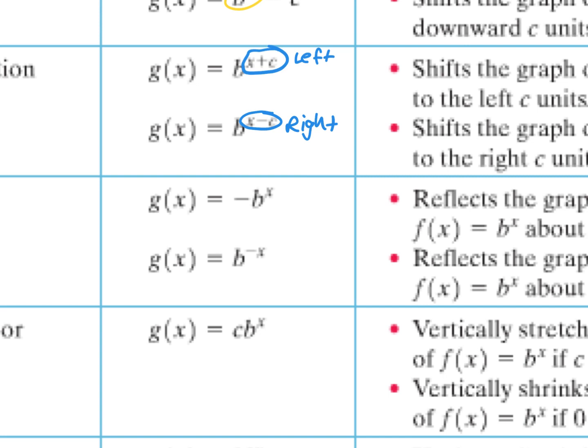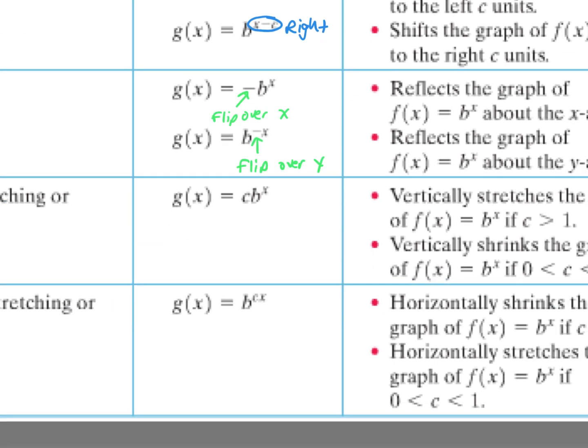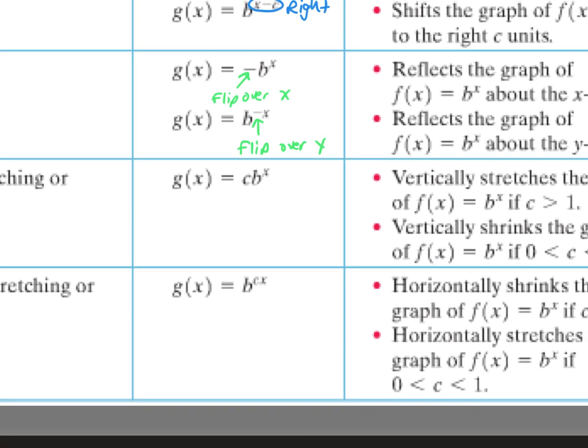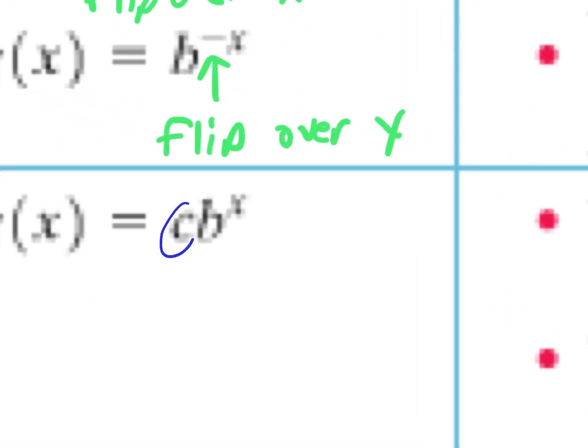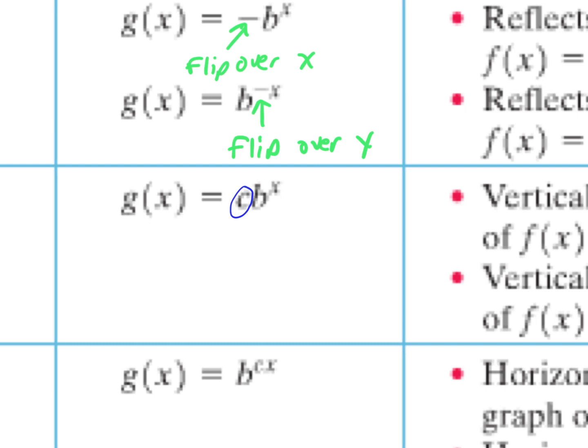Now, we know what this is. If I have a reflection out in front, we flip over what? X. Yep, flip over X. If I have a reflection inside with the X, it's going to flip over Y. Yep, good. Now think about this. If I have something being added or subtracted, multiplied out in front. Do you remember what those were?